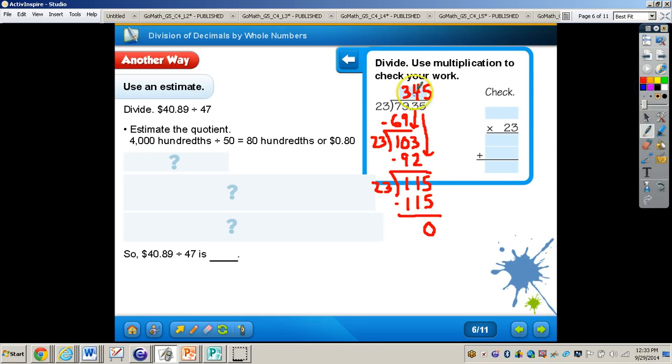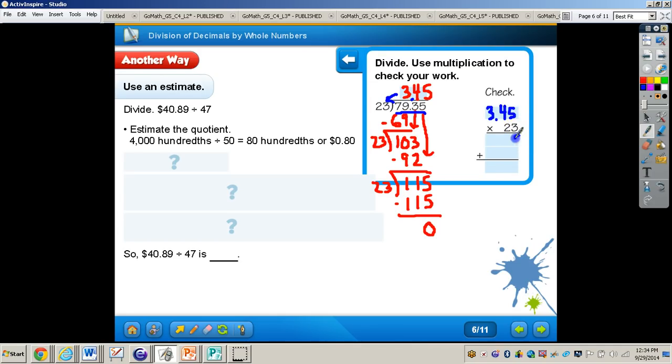Now what we need to do, I'm going to use a different color of ink. We're going to bring that decimal point right above there, and we can put our decimal point for 3 and 45 hundredths. Now what we do is we take that 3 and 45 hundredths and multiply it by our 23, to see if we get our dividend. And if we get our dividend once we multiply these two together, that means that 3 and 45 hundredths is the correct answer.